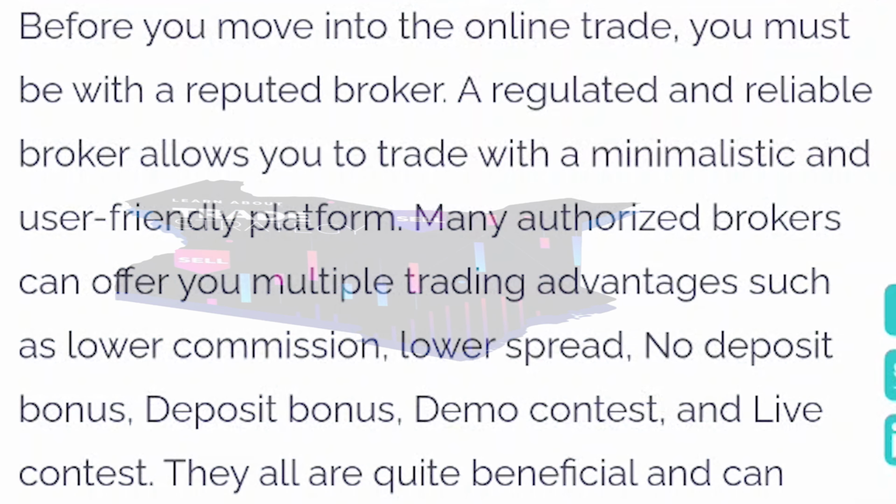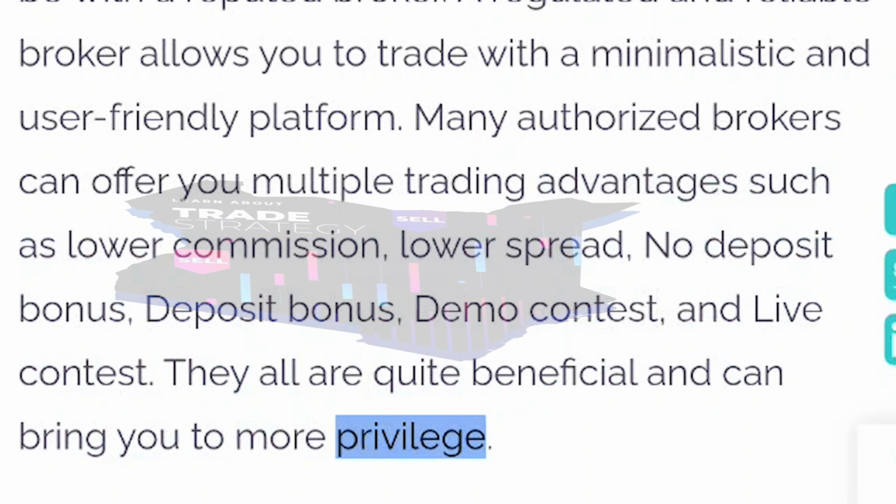Before you move into online trading, you must be with a reputed broker. A regulated and reliable broker allows you to trade with a minimalistic and user-friendly platform. Many authorized brokers can offer you multiple trading advantages such as lower commission, lower spread, no deposit bonus, demo contest, and live contest. They are all quite beneficial and can bring you more privileges.